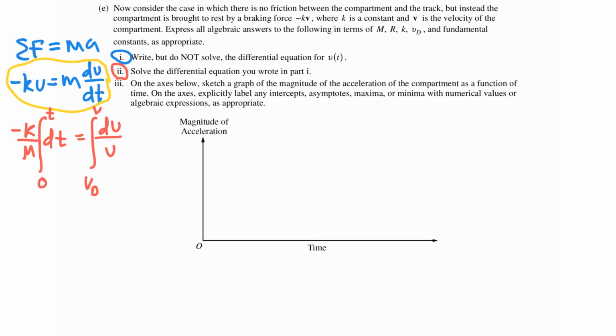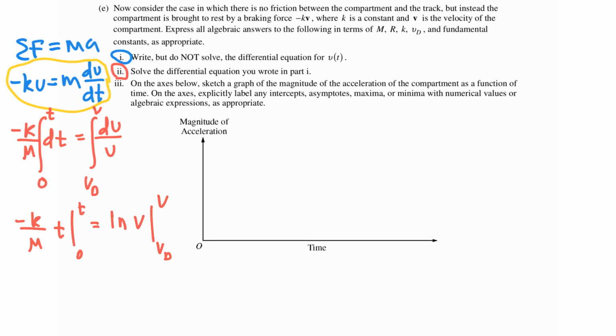On the left-hand side, I know that the integral of dt is just going to give us t, so minus k over m times t, evaluated at 0 and t, is equal to the integral of 1 over v dv. The integral of 1 over v is the natural log of v, evaluated at vD and v.